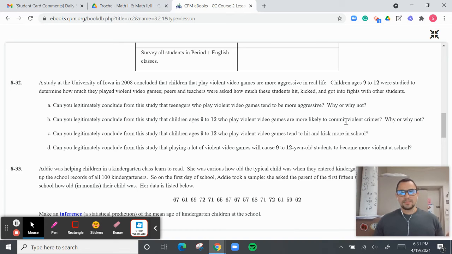Why or why not? Okay, we're just talking about hitting, kicking, and getting into fights. Violent crimes is a very specific thing. We're talking about murders, attempted murders, and things like that. So violent crimes, we're not looking at that. We're just talking about being more aggressive, not violent crimes. So again, you've got to be very specific about what they're talking about. You're probably like, oh wow, I didn't look that far into it. Sometimes we can generalize what they're saying, but you have to take it as they say it: commit violent crimes. We're not talking about committing violent crimes. We're just talking about being a little bit more aggressive. Okay.